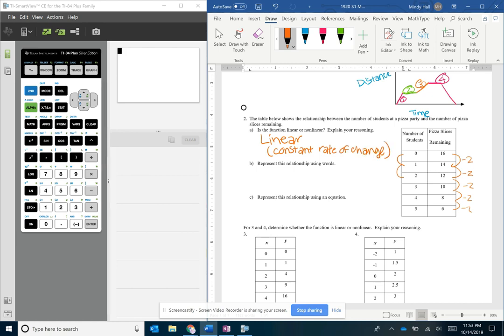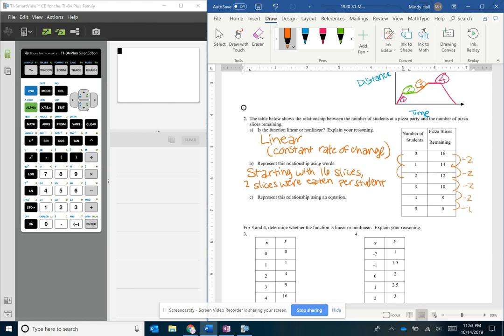Then, to represent this relationship using words, we can say that they're starting with 16 pizza slices, and 2 slices were eaten per student, or something along those lines. Something to indicate that we were going down by 2 with every student that came to the party.